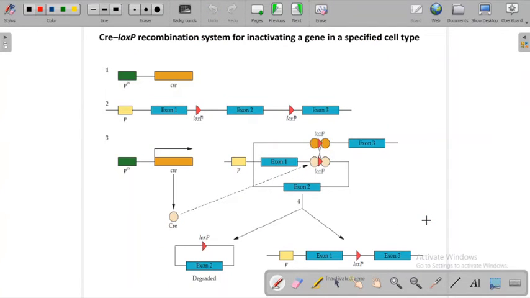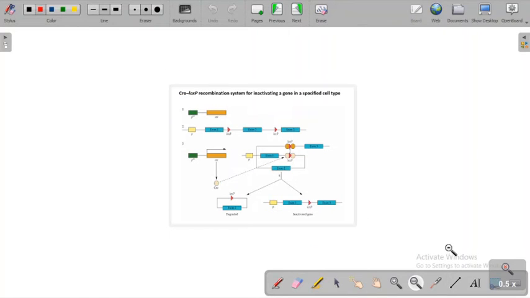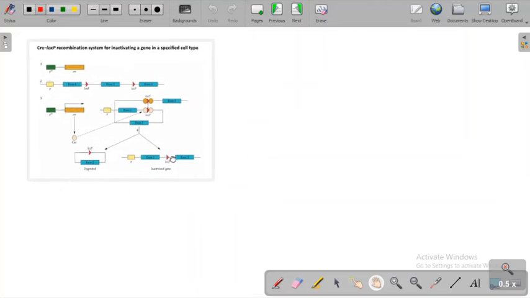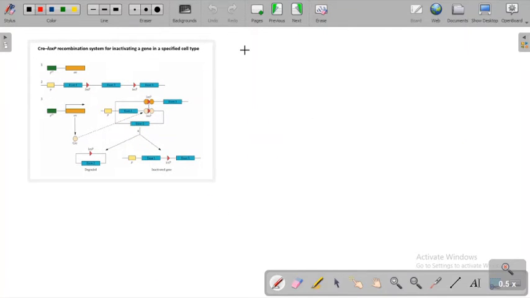Now see, we'll take one example. Now guys, this is very important. Now see, this is a mouse, suppose. This is one of the mice. Sorry, my drawing is not good.